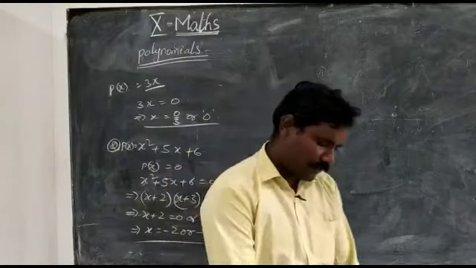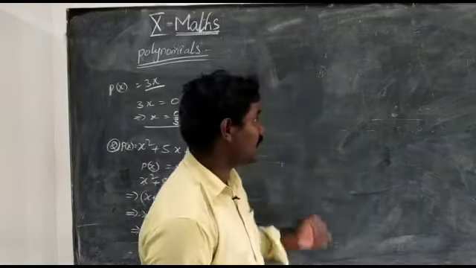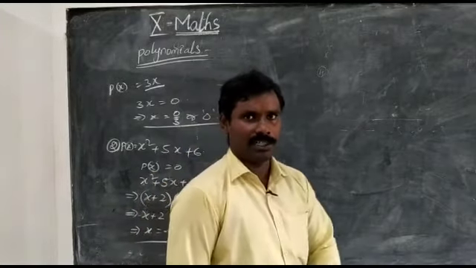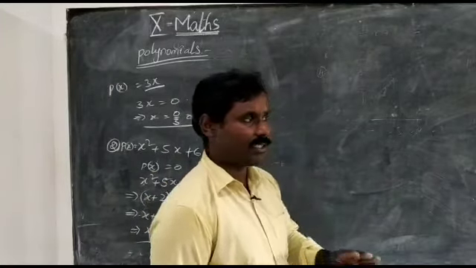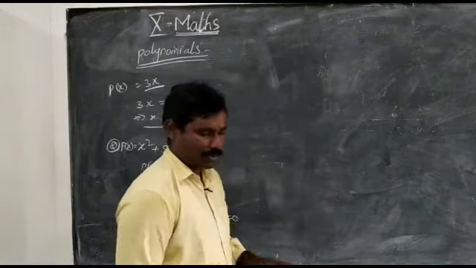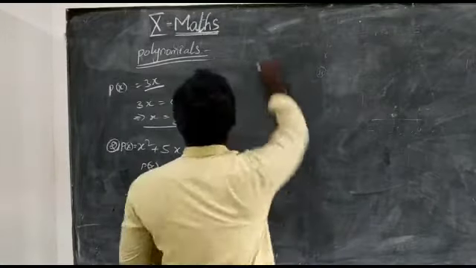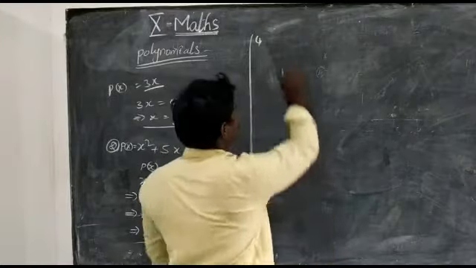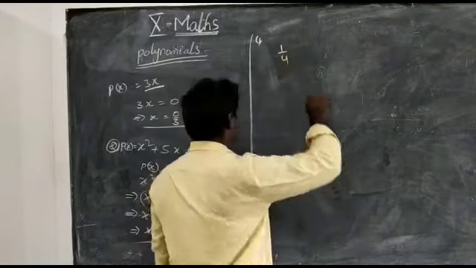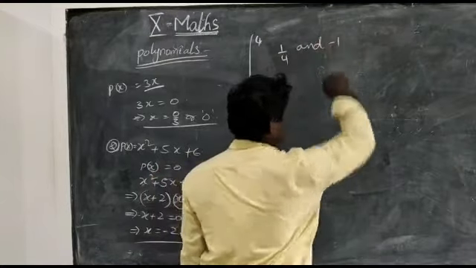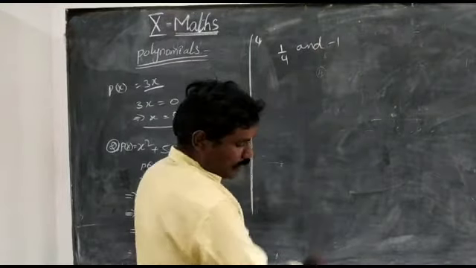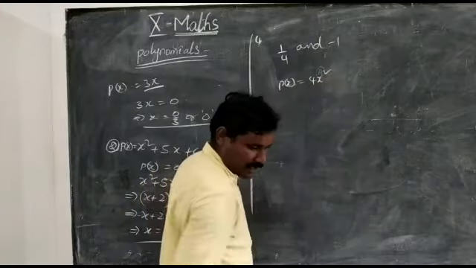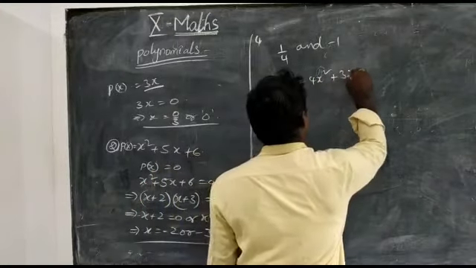Now we are going to the fourth Roman. Already we have completed the third Roman, that is the graphs. Must and should you complete the graphs. If you have any doubt, please contact me because it carries 4 marks, a damn sure question. Now we are going to the fourth Roman, that is 1 by 4 and minus 1 are the zeros of the polynomial p of x is equal to 4x square plus 3x minus 1.